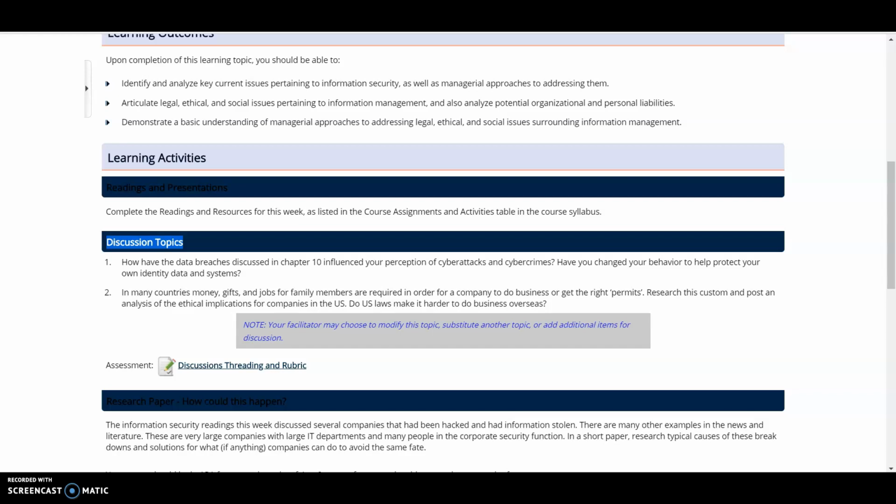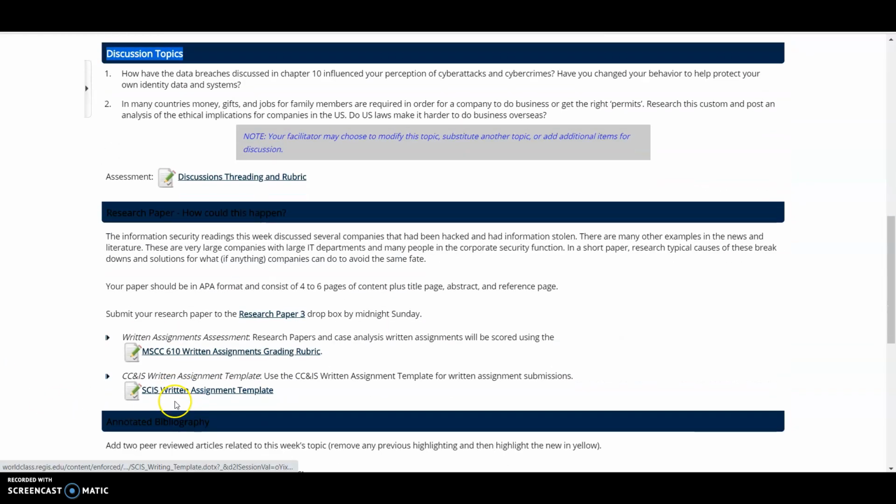In many countries, money, gifts, and jobs for family members are required in order for a company to do business or get the right permits. Research this custom and post an analysis of ethical implications for companies in the U.S. Do U.S. laws make it harder to do business overseas? Those will be the discussion questions.